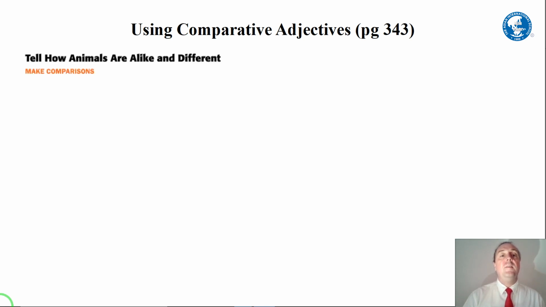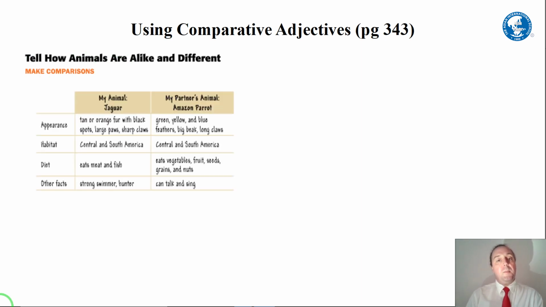So, using comparative adjectives to tell how animals are alike and different. We've been talking about animals last time and today. Okay, so now let's use those skills to compare and contrast these animals. Here's an example in a chart instead of in a Venn diagram. Okay, before I showed you the 2 circles, the Venn diagram, here's a chart that we can use to compare and to contrast things. So this one is talking about 2 animals, a jaguar and an Amazon parrot.